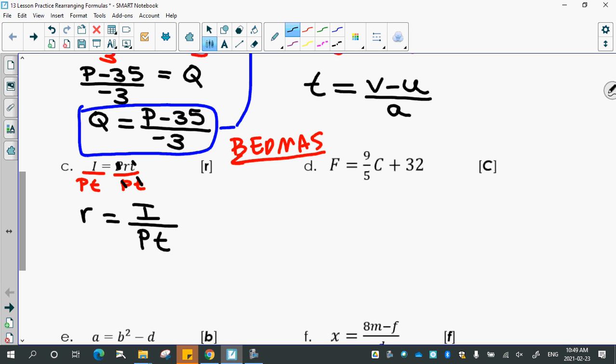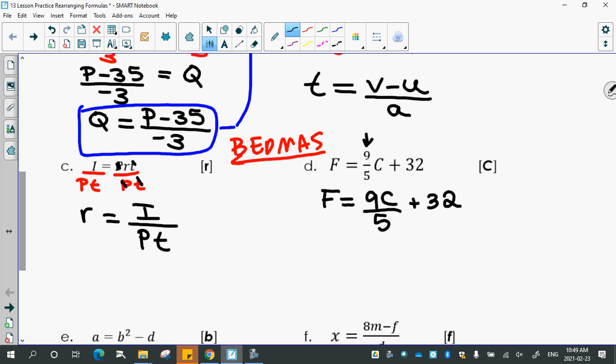All right. F equals 9/5 C plus 32. Before I start this one, if I see something I want to rewrite, I'm going to rewrite it first. So before I even start rearranging it, I'm going to write 9/5 C as 9C over 5, because that's going to help me. So all I did was rewrite 9/5 C as 9C over 5.